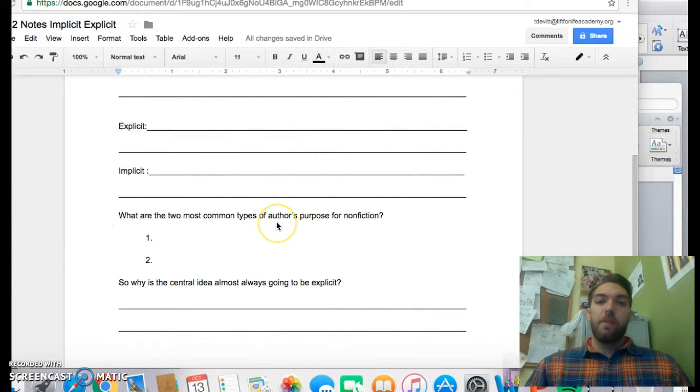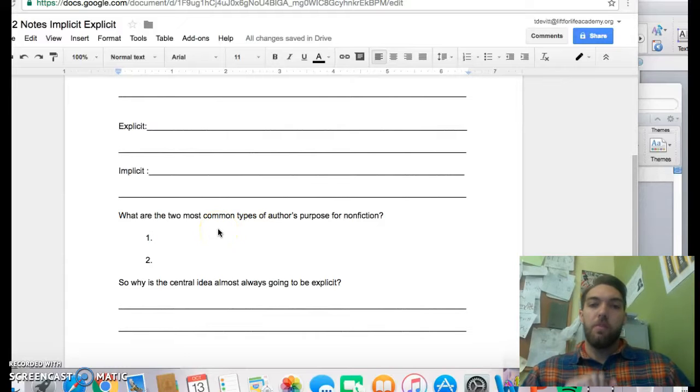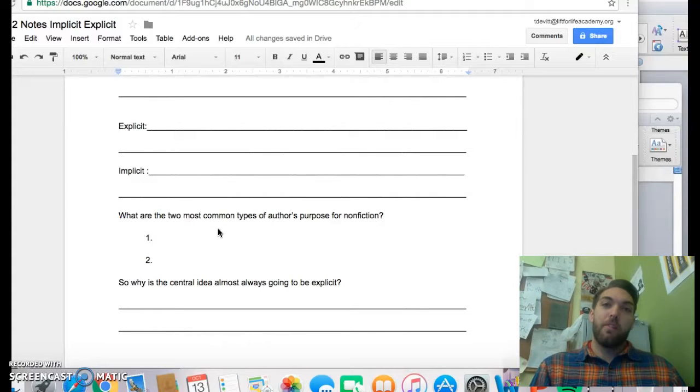The two most common types of author's purpose for nonfiction, this is from our do now. The first is going to be to inform. The second is going to be to persuade. Okay, the one that's not really going to be used is entertain. Okay, authors are going to write things because they want to give you information or because they want to convince you that what they think is true using facts to prove it.